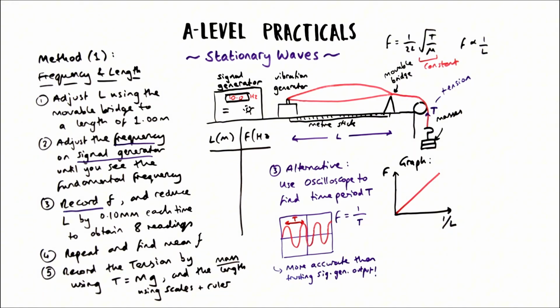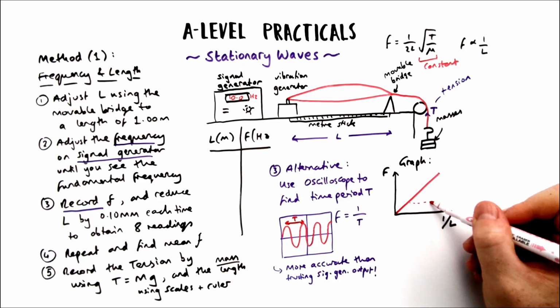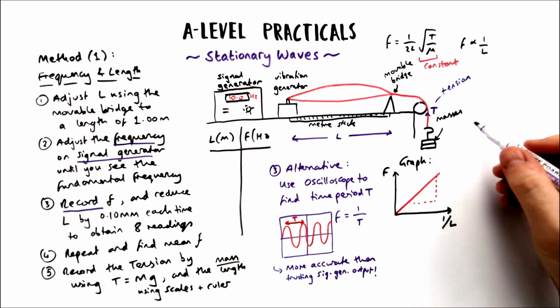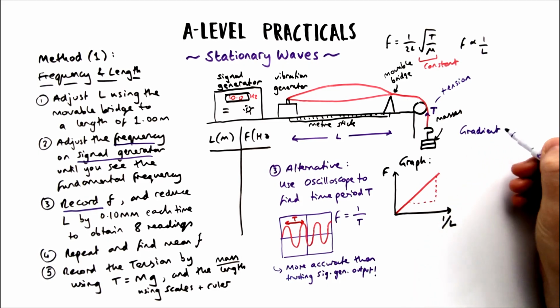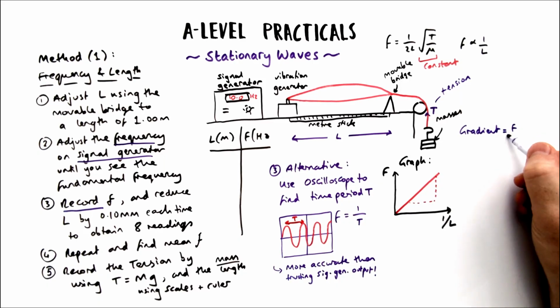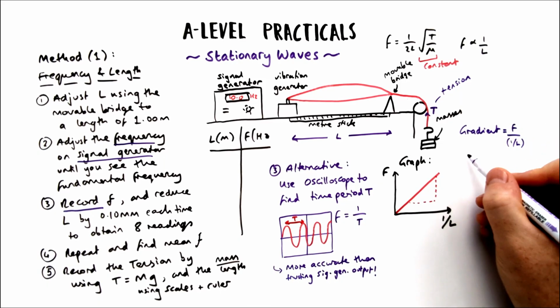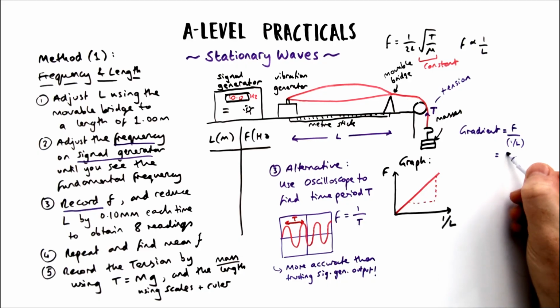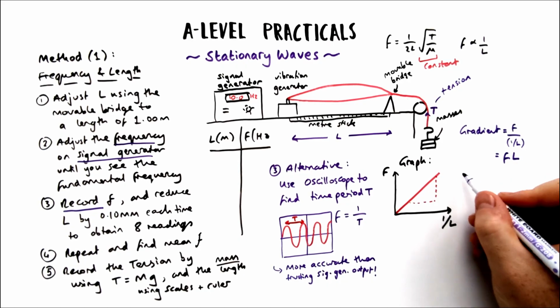So we're going to plot on our axes f on the y-axis and 1 over L on the x-axis to prove these two things are proportional. Then we can use the gradient to find something out. For this practical, the gradient is going to equal y over x, which is f over 1 over L, which rearranged gives you f times L.